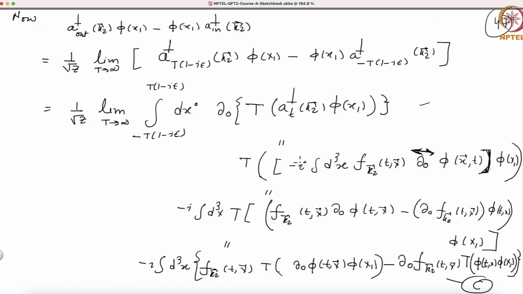Okay, so let's go back and see what we have done. So here we were only manipulating this piece, the thing in the curly brackets. Now we should look at this entire thing also. So I have to take a time derivative of whatever I have written down here, and integrate over x naught and put 1 over root Z. And that is what gives you a dagger out k2, phi minus phi times a in dagger k2. So maybe I should write down this entire thing so it's easier to read.